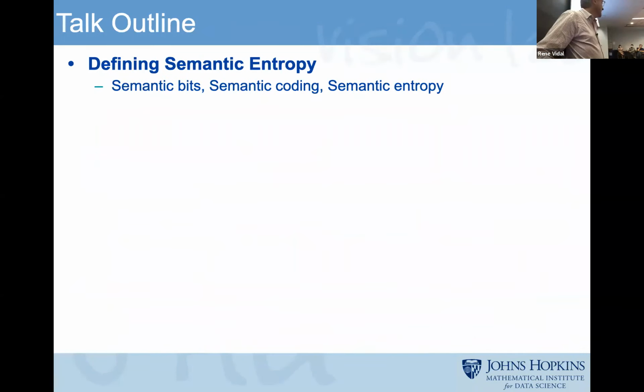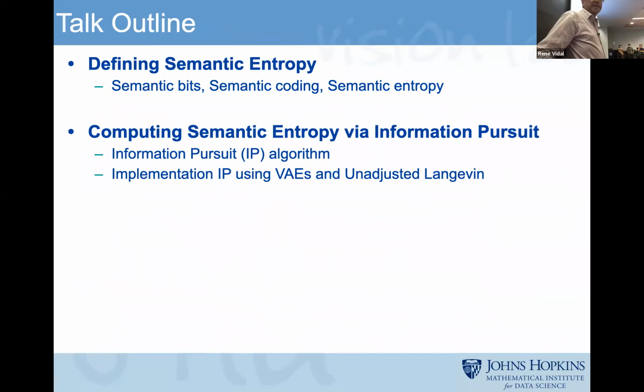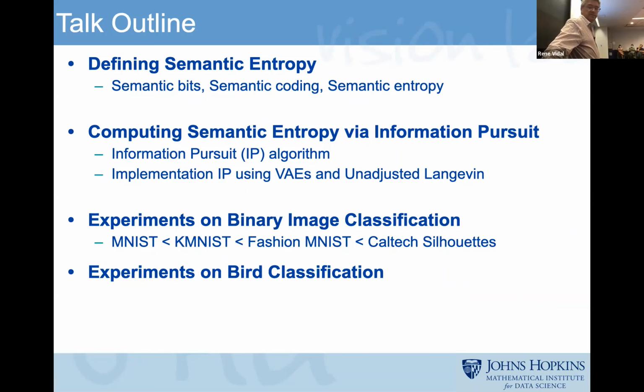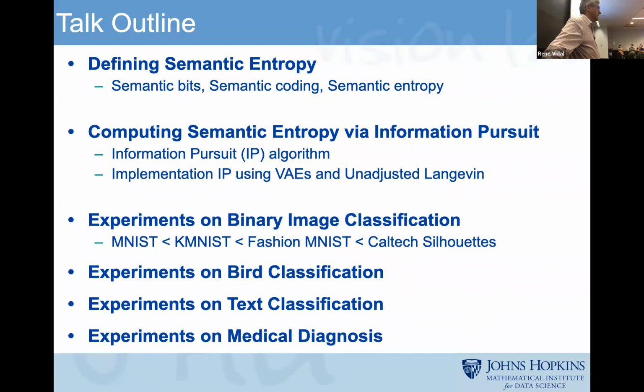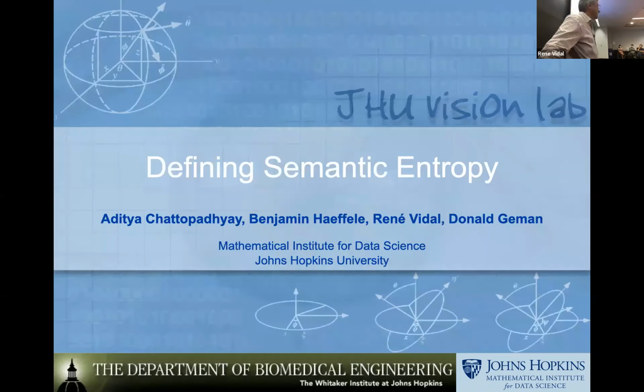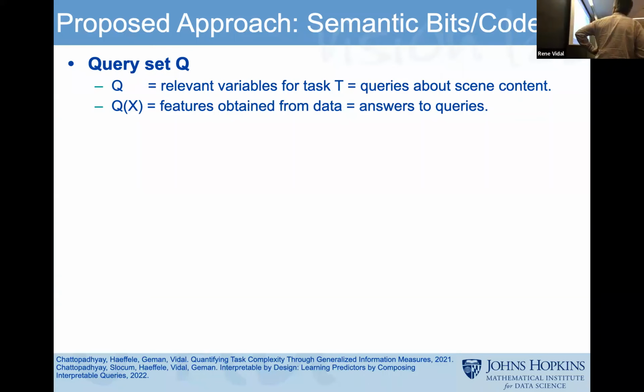I'll begin by defining what the bits are and semantic entropy. I'll continue by saying how we learn the generative models. And then I'll give a bunch of applications: binary image classification, the bird example that I just talked about, classification of text, and I'll conclude with medical diagnosis. Okay, so let me answer some of the questions you're asking. We begin with this query set. You can think of query sets as really features. They're functions from the input data to some space. I'll distinguish between Q, which is the question, and Q applied to X, which gives me the answer to the question.